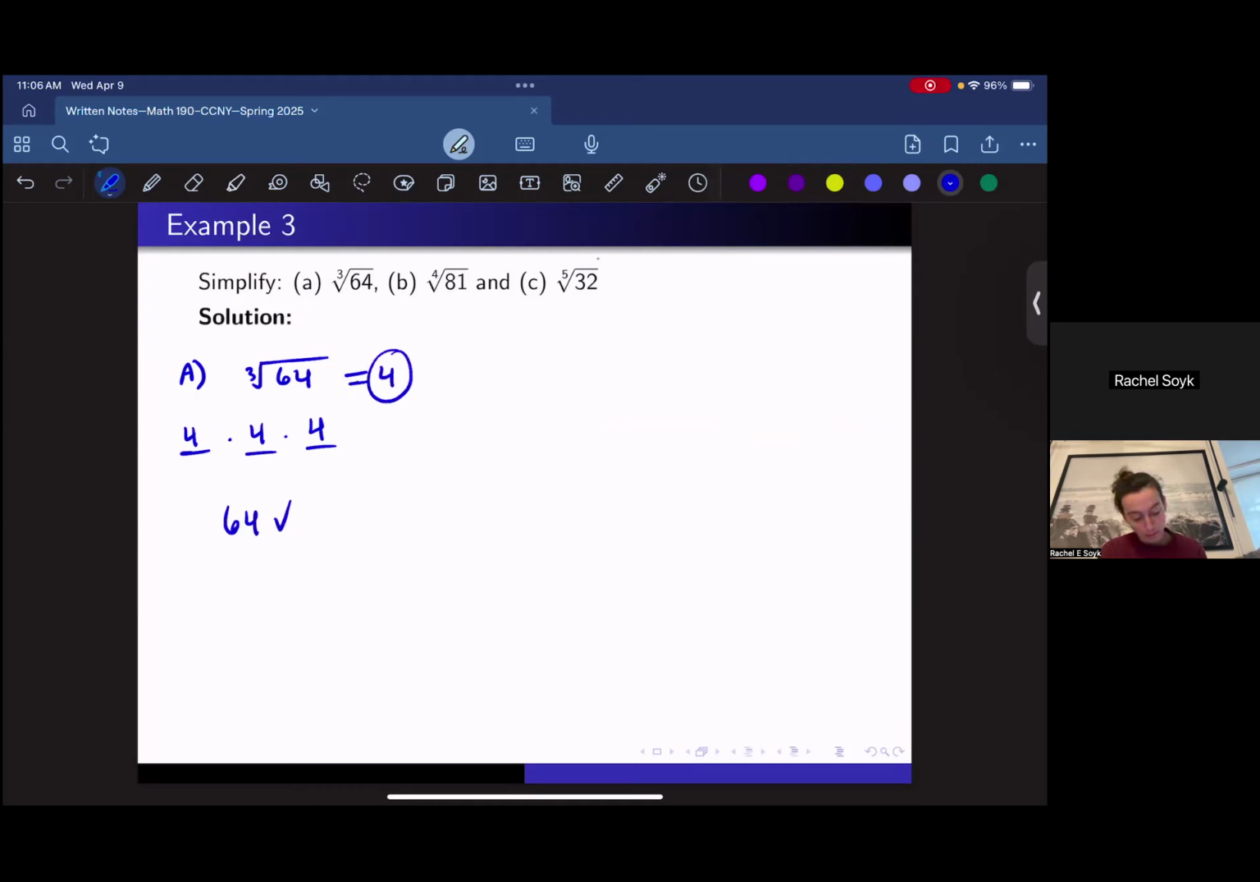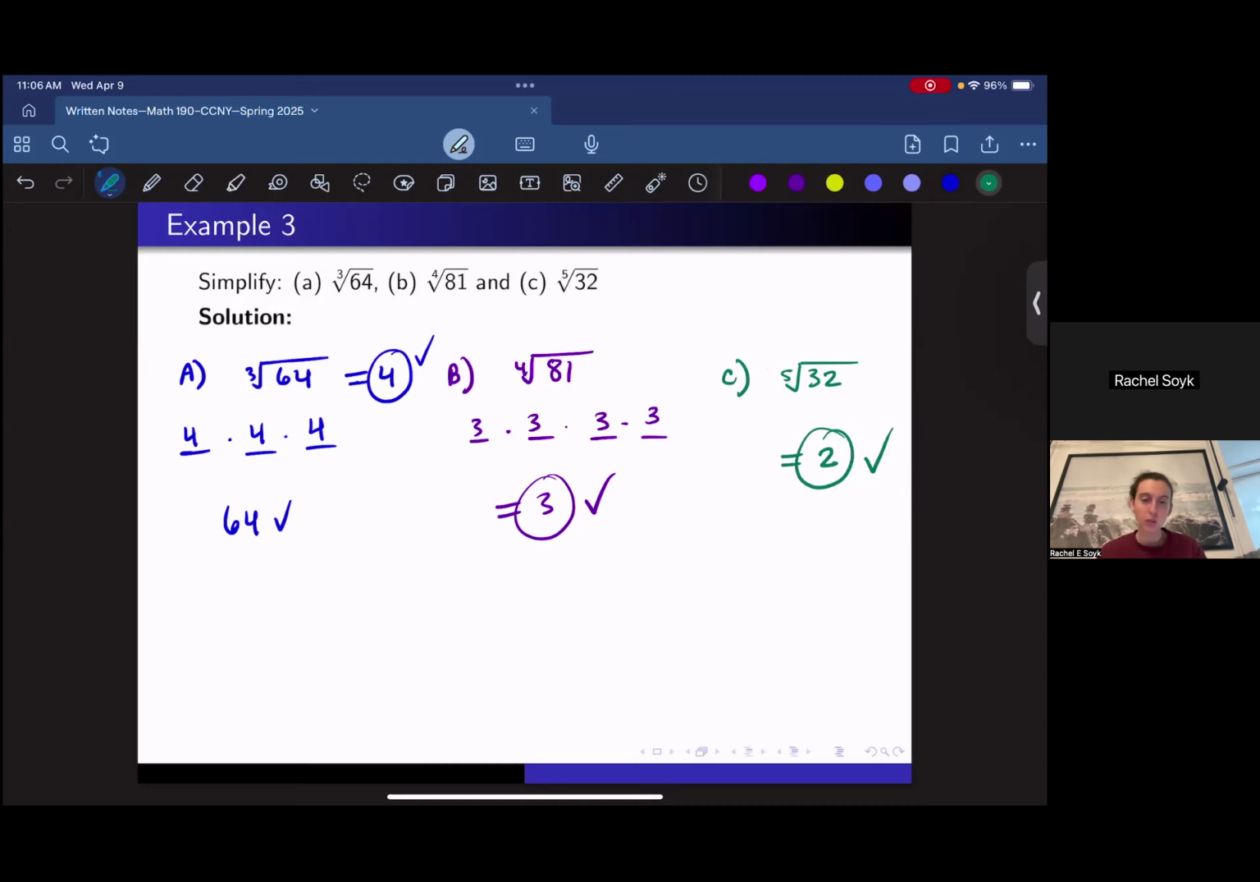All right, well, what about part B, the 4th root of 81? What times what times what times what gives you 81? It's 3. 3 times 3 is 9, times 3 is 27, times 3 is 81. And then part C, we're asking, okay, what times what times what times what times what gives you 32, aka the 5th root of 32, and that's just 2. 2 to the 5th is 32.